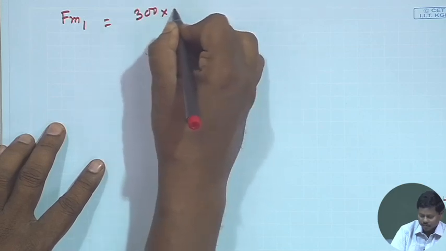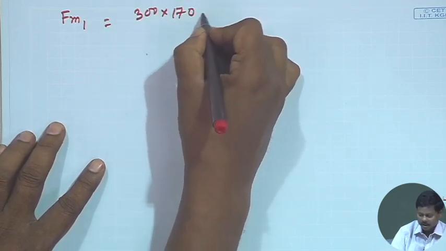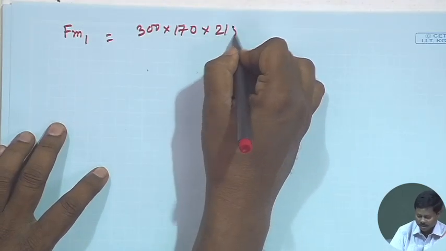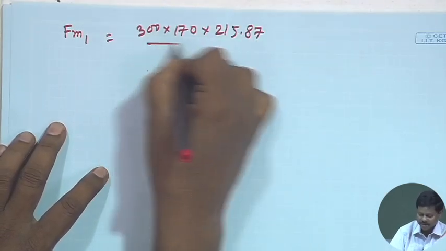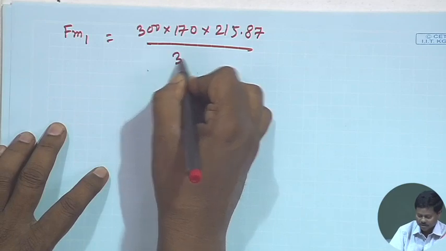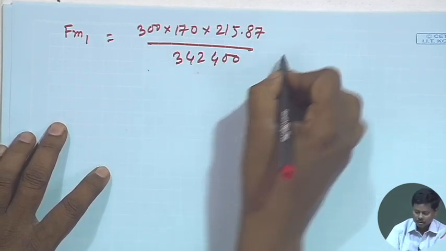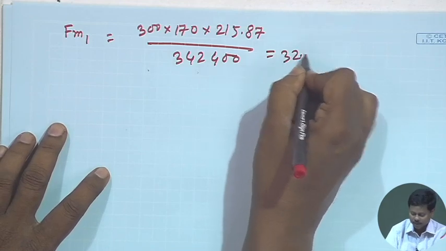300 into 170, that is M, M into R, R is 215.87, MR by summation R square. Summation r square will be 342400. So, this is becoming 32.15 kilonewton.